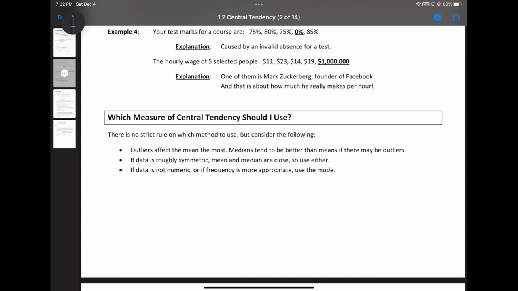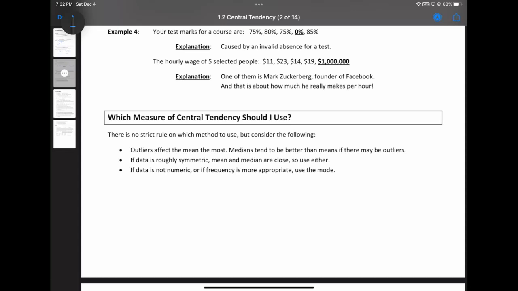When you have an outlier in a data set, outliers are going to affect the mean. Going back to our Mark Zuckerberg example, if I add up those 5 numbers and divide by 5, I'm going to get a number just over a million divided by 5, which is just over $200,000 an hour. That to me doesn't represent central tendency of a group.